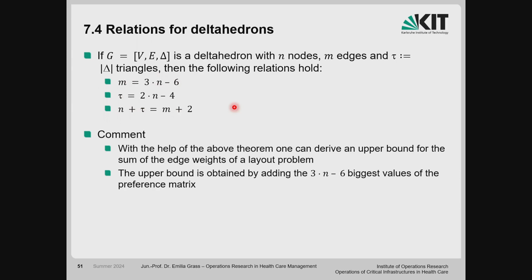What follows from this relationship is that we can derive an upper bound for the sum of edge weights, so basically for the objective function. If we add the 3 times n minus 6 biggest values of the preference matrix, then we can derive an upper bound. So it won't be better than that.